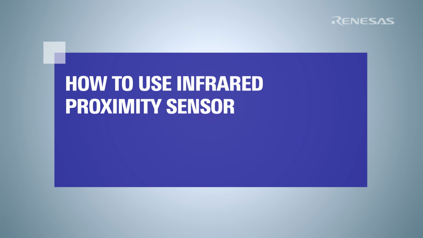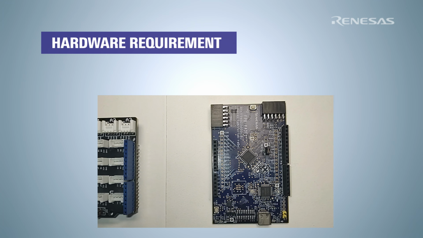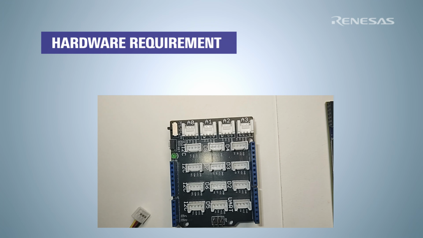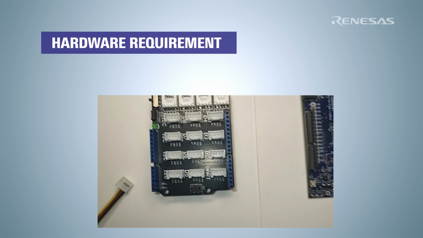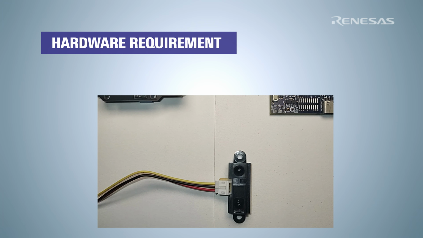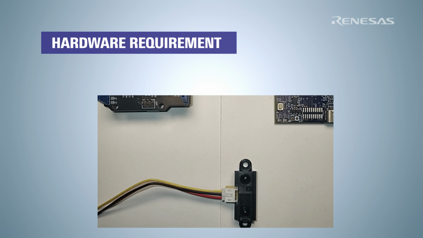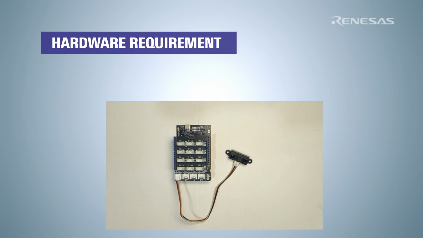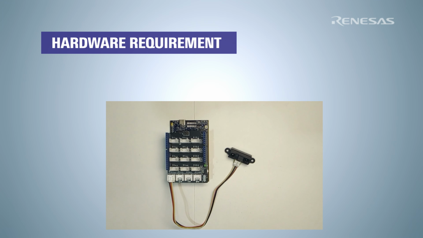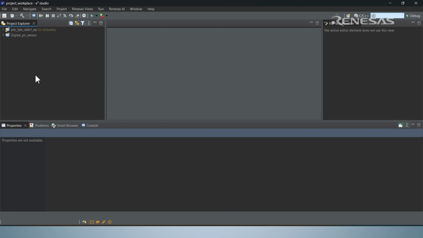In this project, I will demonstrate how to use infrared proximity sensor for distance measurement. First, connect Blue base shield for Arduino interface on your FPB-RA0E1 board. Then connect infrared proximity sensor to A3 JST connector. The signal line will be connected to A4 of Arduino interface.